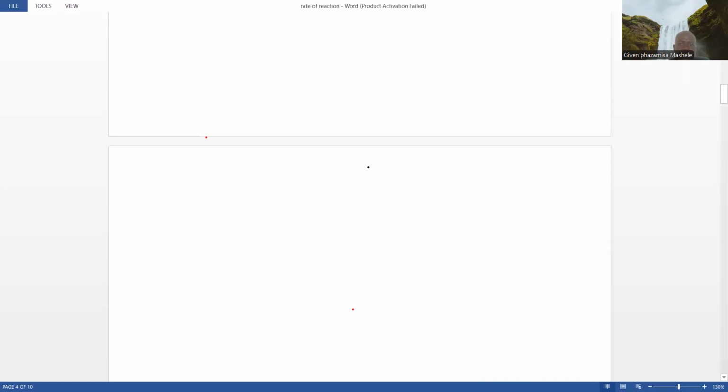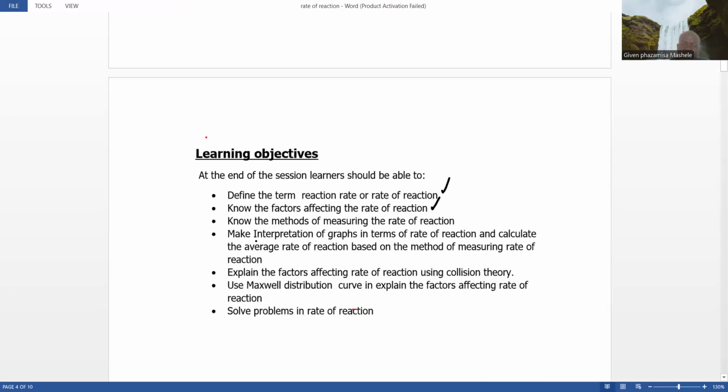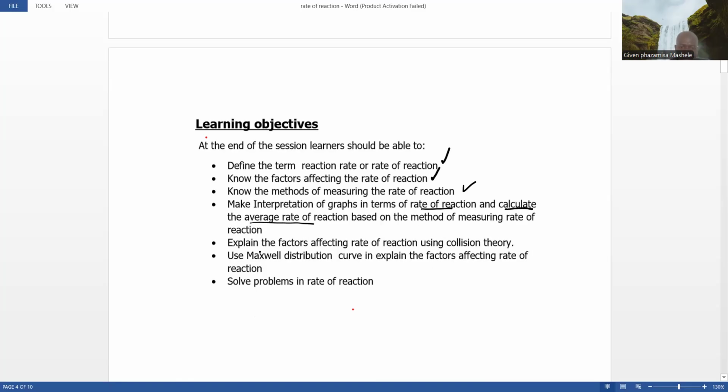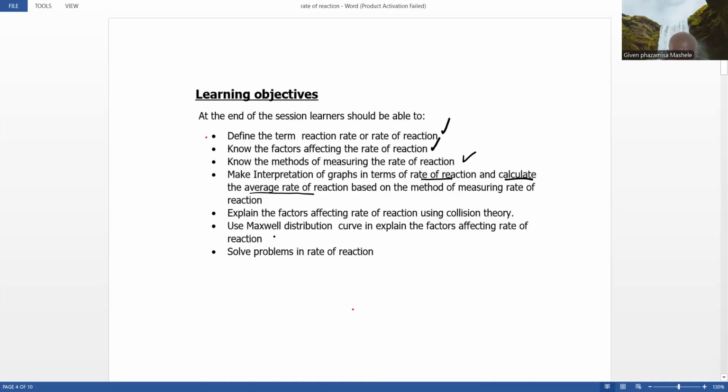Now we have addressed the method of measuring rate of reactions. And now we made interpretation of the graphs in terms of rate of reaction and how to calculate the average rate of reaction. Remember I said I calculate the average rate of reaction by looking at the gradient. On methods of measuring rate of reaction, changes in volume over changes in time is still the average rate of reaction. Changes in mass over change in time is still the average rate of reaction. But 1 over change in time is when we're dealing with color change. So it means now we can move on to explaining the factors that are affecting the rate of reaction by using collision theory.